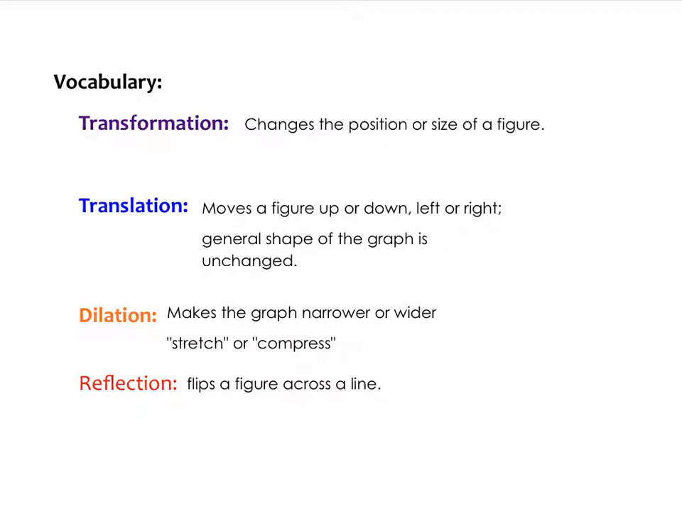Okay, some new vocabulary. A transformation changes the position or size of a figure. A translation moves a figure up, down, left, or right. However, the general shape of the graph is unchanged. A dilation makes the graph narrower or wider, and a word that we're going to use to reference narrower is called a stretch. Wider is called a compress. And a reflection flips a figure across a line.